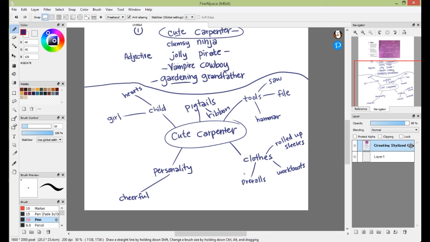And then you can move on to section 2, where we're going to do a little bit more research, because even though I've decided, oh yeah, I want her to have work boots or overalls, I might not necessarily know how to draw that. So sometimes you have to go looking for research, and that's what we're going to do in the next video.